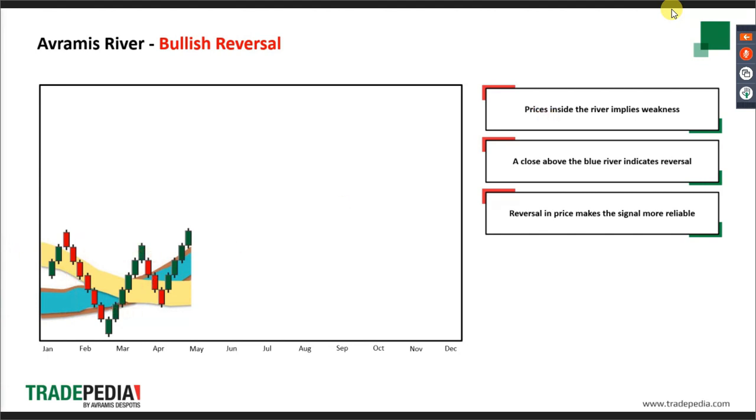So after the downtrend has successfully closed above the blue river, this is the first identification of the uptrend, bullish reversal. So further confirmation can be given after the blue crosses the gold, which is right here.